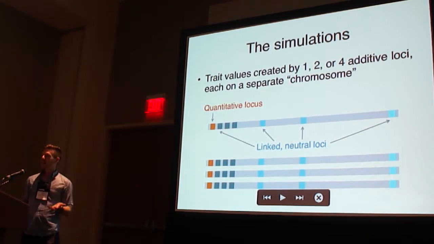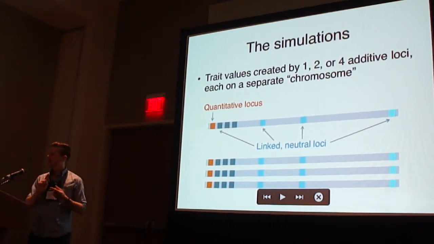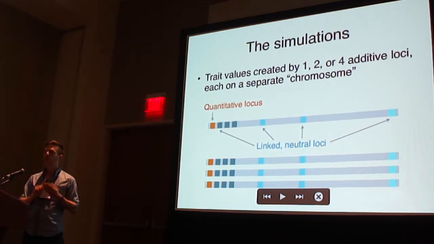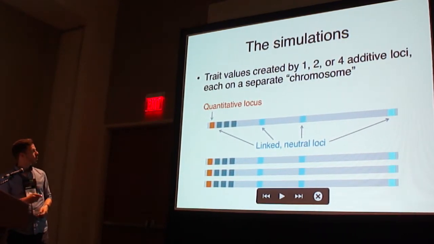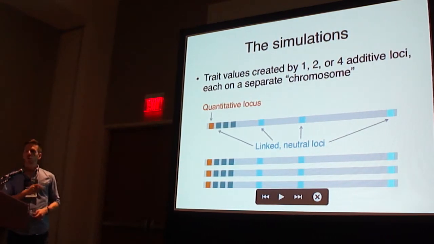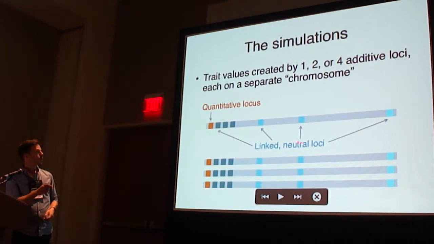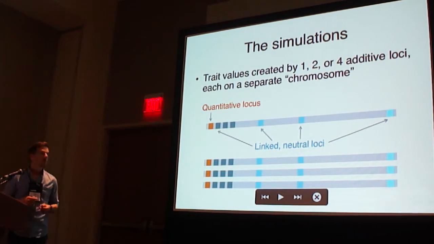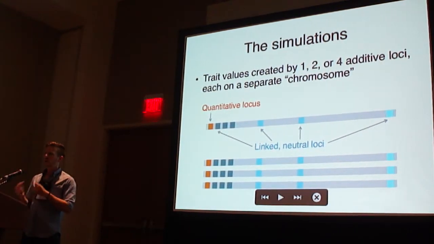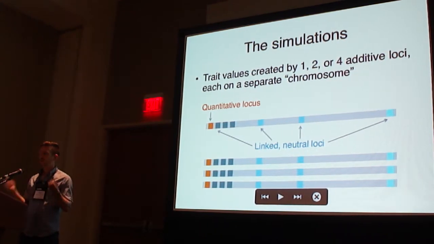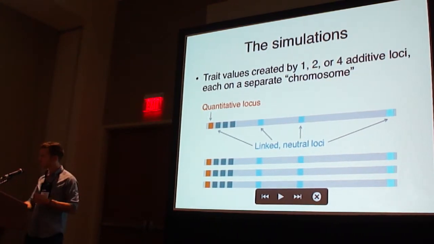And then underlying this quantitative trait, I simulated either 1, 2, or 4 quantitative loci. These are going to be orange throughout the rest of the talk. And I put them on chromosomes with a bunch of linked loci, which will be in blue when their results show up. This let me ask about how changes at the quantitative locus affect variation and diversity at the linked loci.